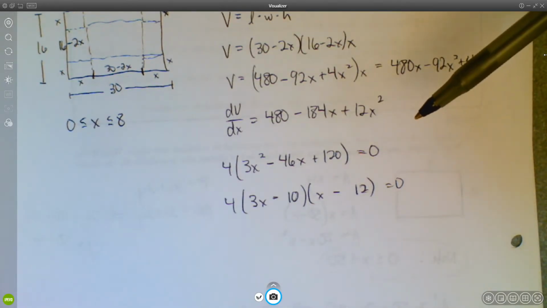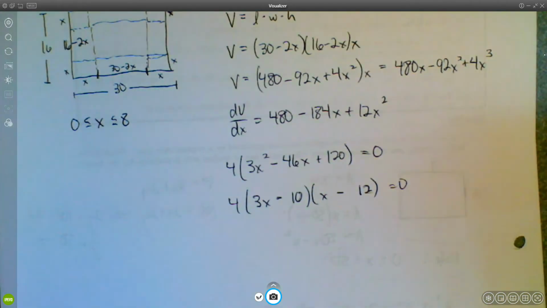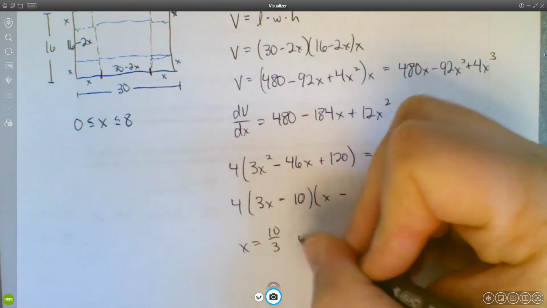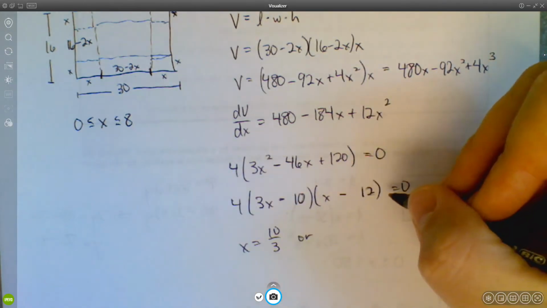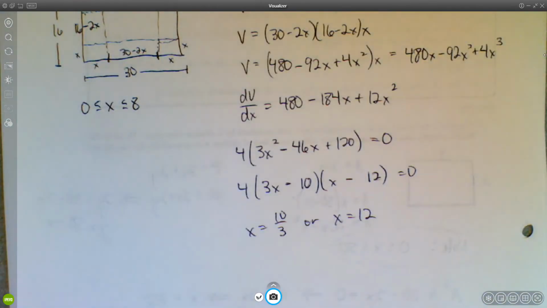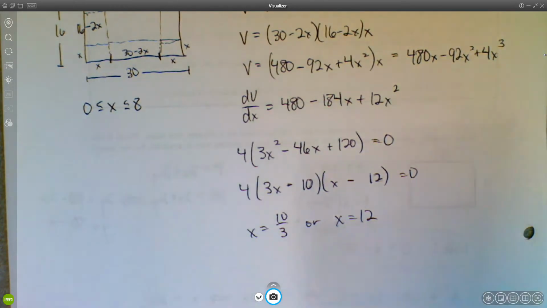So possible critical values would be, if we set 3x minus 10 equal to 0 and solve, we get 10/3. Or if we set x minus 12 equal to 0 and solve, we get x equals 12. Those are the critical values. But notice that 12 falls outside of our interval, okay?